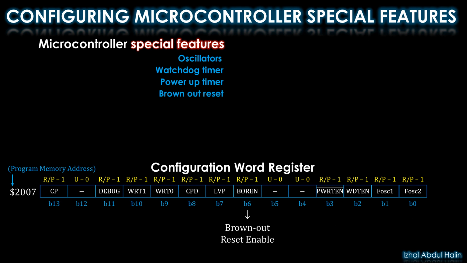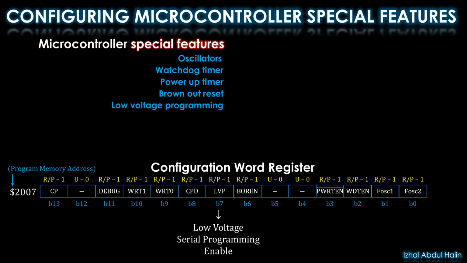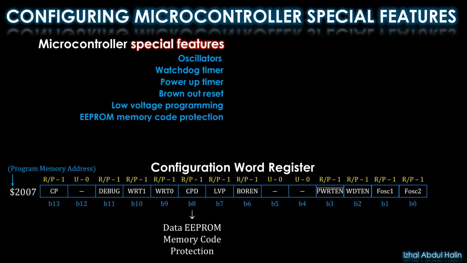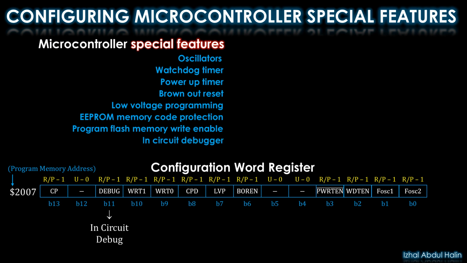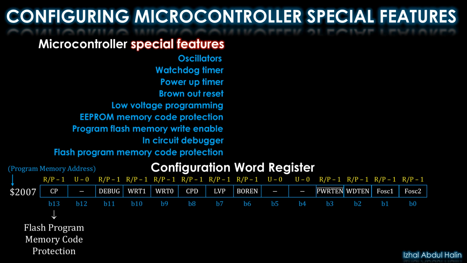that protects the system if the power supply falls beneath a certain level, low voltage programming feature for programming the PIC using only the chip's VDD supply voltage, EEPROM code protection feature to protect your program from being overwritten, program flash memory write enable feature to select microcontroller programming mode, in-circuit debugger feature for debugging your program while it runs in real time attached to its hardware components, and flash program memory code protection feature to protect your program loaded in the program memory block of your microcontroller.